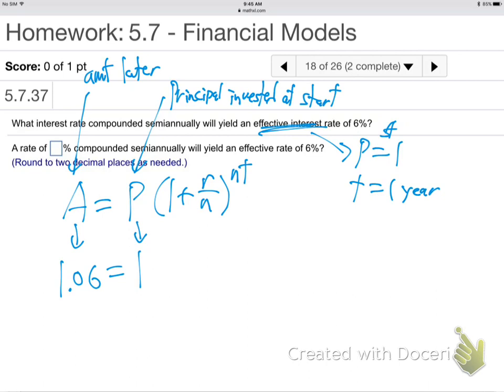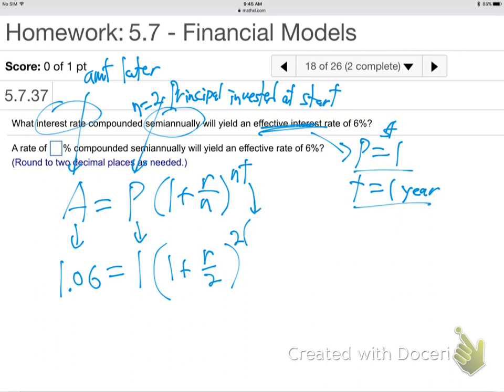That makes sense? And then, do I know the R? No, that's what they're asking for. What interest rate? So they're saying, what's the listed percentage? It's going to be lower than 6%. It's going to be 5 point something. You guys getting the idea? There's going to be a listed percentage that's lower than 6, like 5 point whatever, and it's going to grow. It's going to have the actual effect of 6% because it's compounded semi-annually, more than once a year. How often is semi-annually? 2 times a year. So N is 2. And what's T?